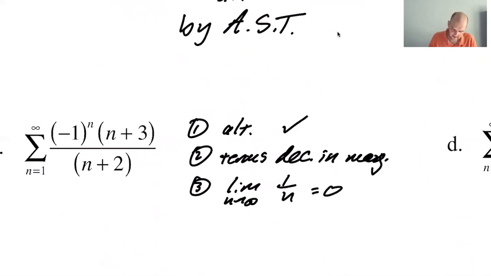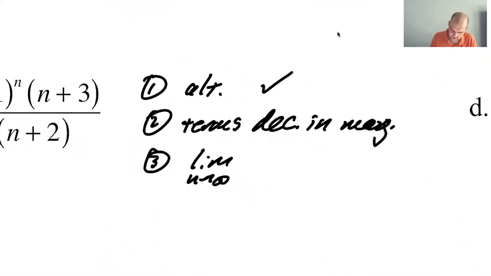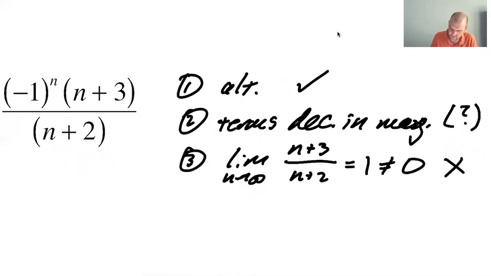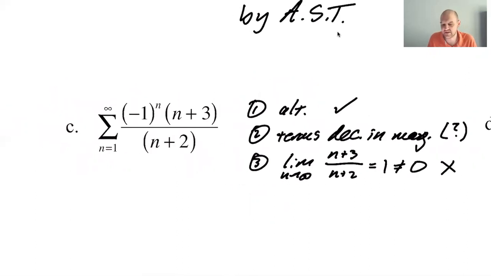Now, does number 2 apply? Does it decrease in magnitude? I'm honestly not sure, so I'm going to put a question mark here. What I do know, though, is that the limit as n approaches infinity of n plus 3 over n plus 2 equals 1, which does not equal 0. So that's a big X. So I don't need to deal with the decreasing part.